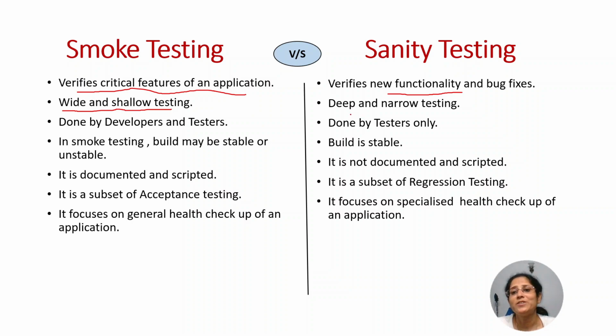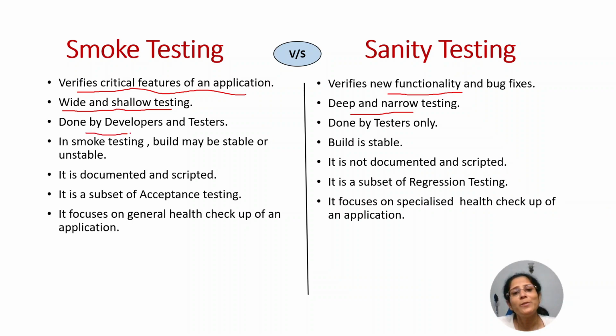Sanity testing is called deep and narrow testing, because in sanity testing we take a small component of an application and do a deep dive into it, with detailed testing. That is why sanity testing is called deep and narrow testing, whereas in smoke testing we are performing high-level functionality testing of an application. That is why it is called wide and shallow testing.